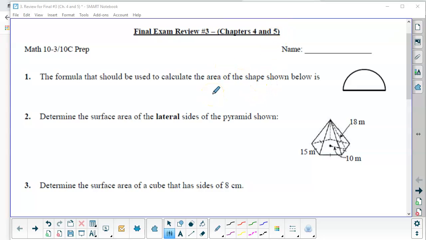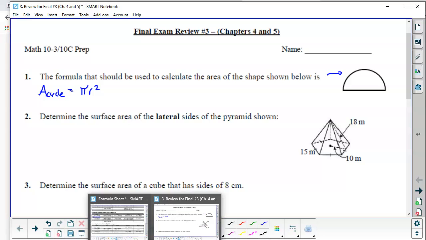Okay, so 4 and 5. Chapter 4 is area measurements. Chapter 5 is volume, capacity, mass, temperature, that kind of thing. So first one, the formula that should be used to calculate the area of the shape shown below, well, to the right here, is what? Well, that is a semicircle. So area of a circle is pi r squared, and that's on the last page of your, I think it's on the last page. We'll give it to you on your test.